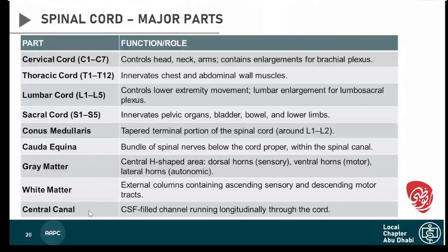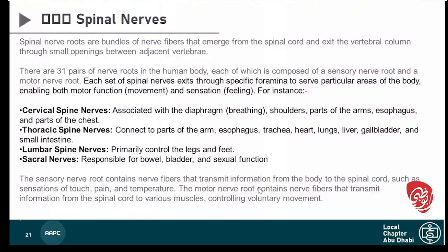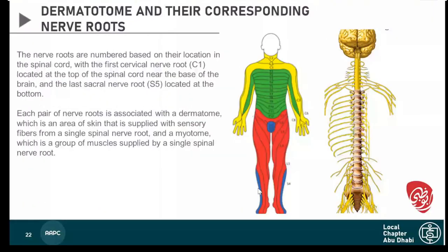Okay, then comes spinal nerves. So, what is a spinal nerve? Spinal nerve roots are bundles of nerve fibers that emerge from the spinal cord and exit the vertebral column through small openings between the adjacent vertebrae. That means this is the vertebrae. We have already seen the structure, no? Here.